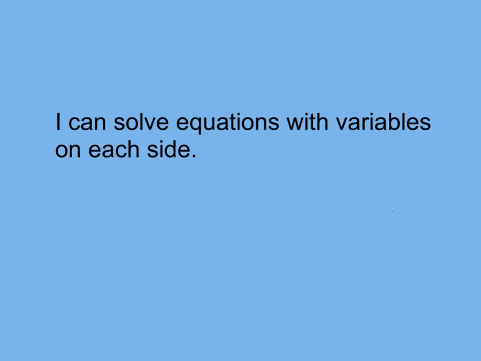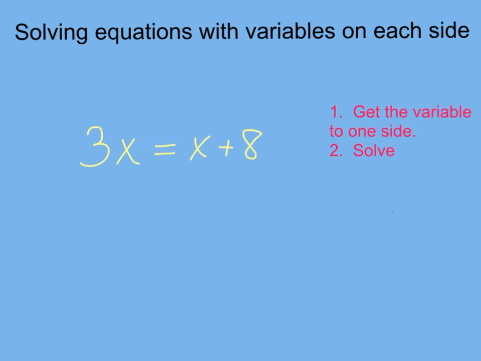Today's learning target is I can solve equations with variables on each side. When we want to solve equations with variables on each side, our first step is to get the variable to one side or the other. Okay, so when I look at this, I have 3 times x, or 3 groups of x, is equal to x plus 8. So I want to either just have the variable on this side or on this side.